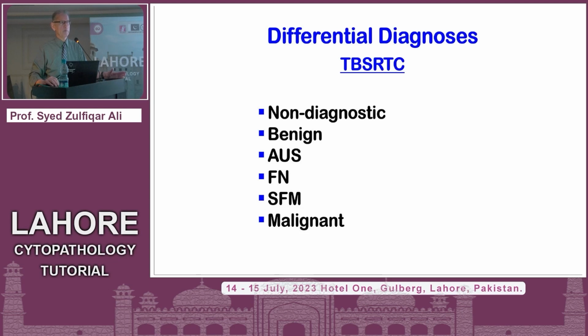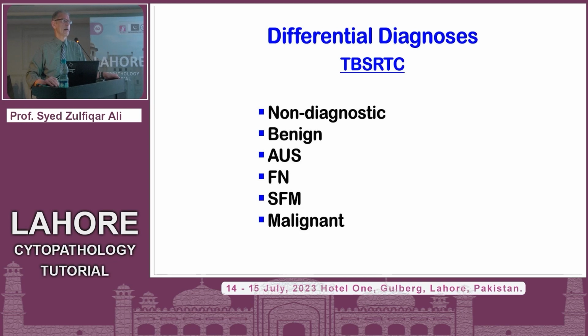So do you think we can make a diagnosis based on what we have? Okay, benign. Everyone is silent because it's a slightly unusual appearance. AUS. That's the easy way out, to call it AUS. Follicular neoplasm. Suspicious for malignancy. Malignant. This was a very interesting case.